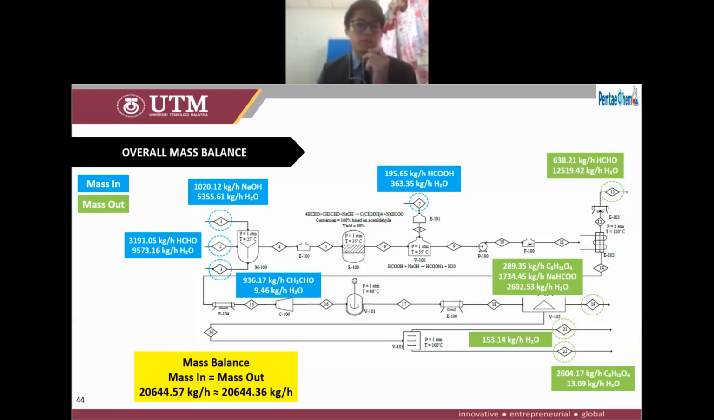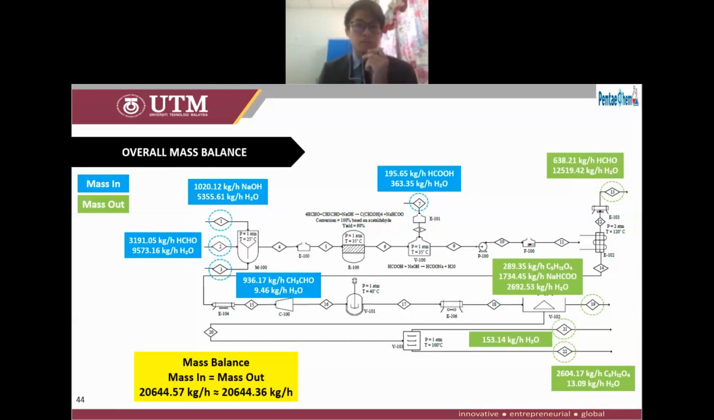The input streams include aqueous sodium hydroxide, aqueous formaldehyde, aqueous acetaldehyde, and also aqueous formic acid. The first output stream will be from the evaporator, the second output stream will be from the centrifugal, and the third and fourth output streams will be from the dryer. And after the calculation, the mass input is equal to the mass output.